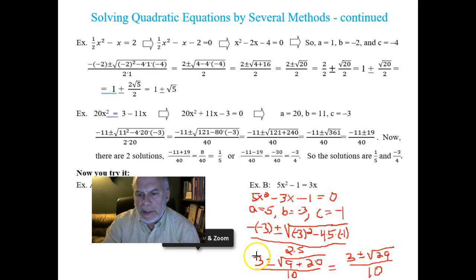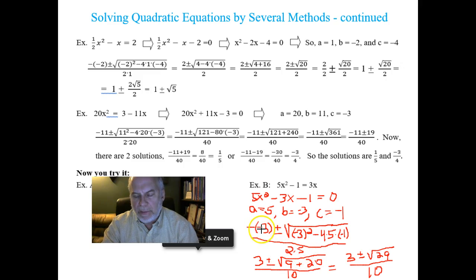And then I plug these numbers into the quadratic formula, which starts with negative b, so I'm going to have negative of -3 plus or minus the square root of -3 squared minus 4 times a, which is 5, times c, which is -1, all over 2 times a, so 2 times 5.